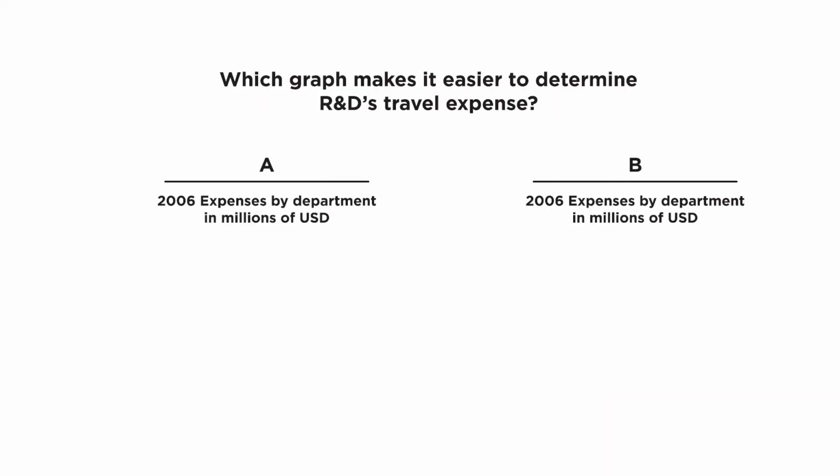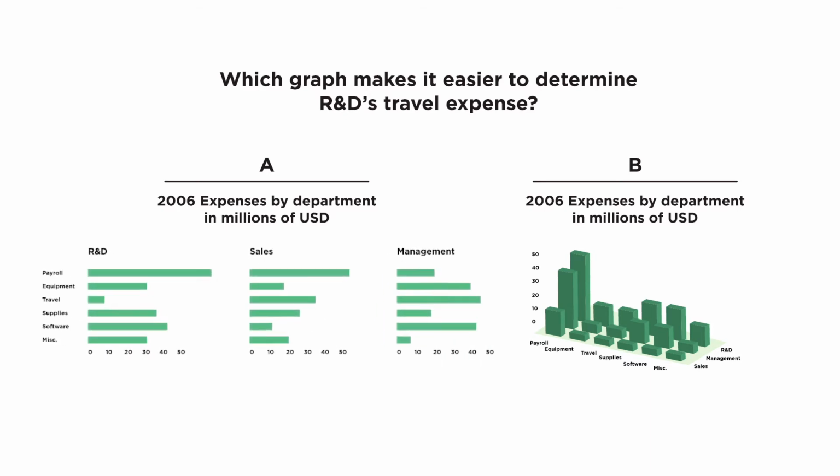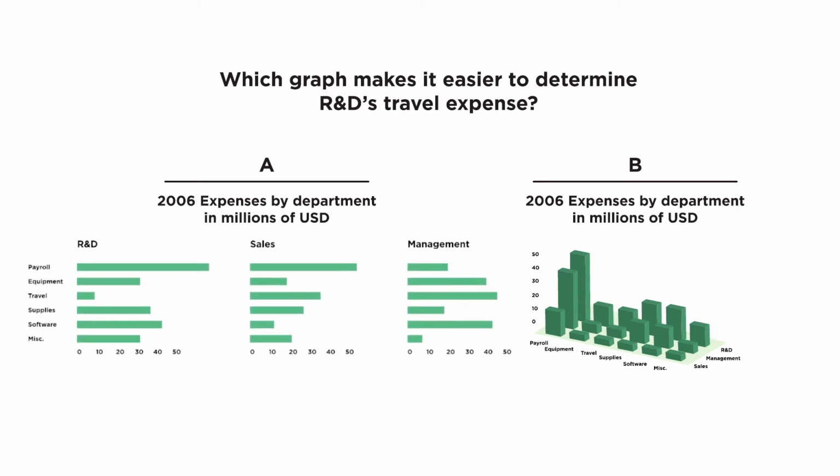Which graph makes it easier to determine R&D's travel expenses? 3D effects make graphs hard to read and can hide the values altogether. The small multiples display allows for easy comparison of all the bars.